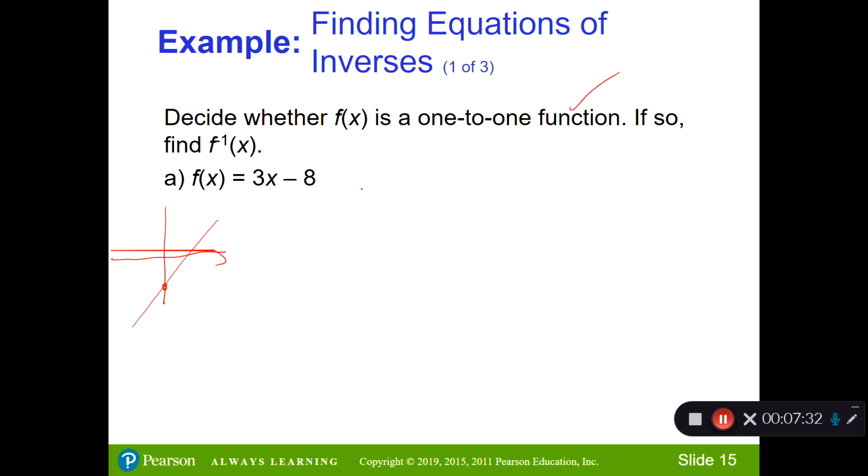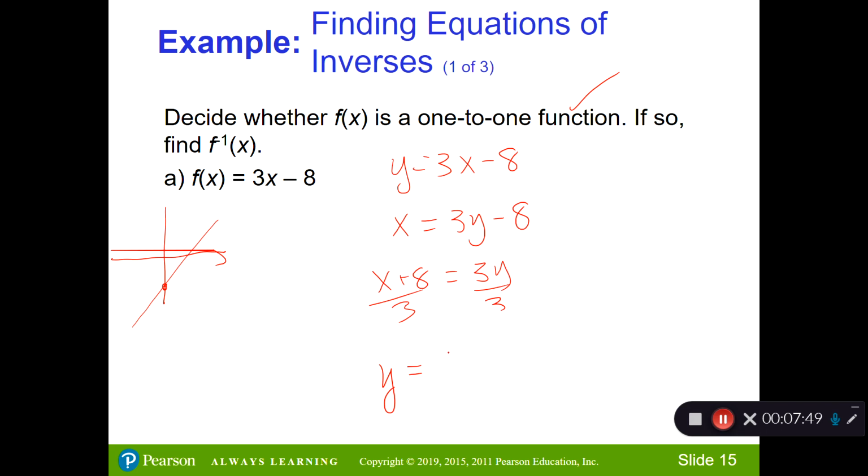So we write this as y equals 3x minus 8. Flip your x's and y's. X equals 3y minus 8. Now solve for y. So I'm going to add 8 to both sides and then divide by 3. So y would be x plus 8 over 3. So our f inverse of x is x plus 8 over 3.